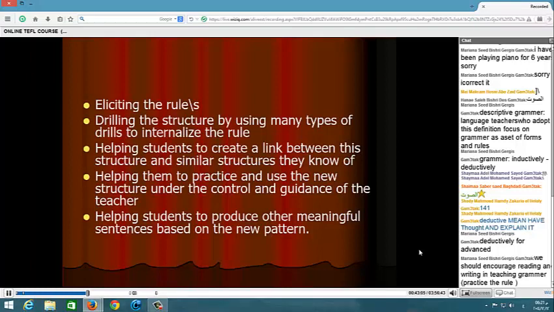Vocabulary, grammar, listening, speaking, reading, and writing. They are integrated. And the isolation of each of them is rather artificial to make it easy for us to teach rather than real.